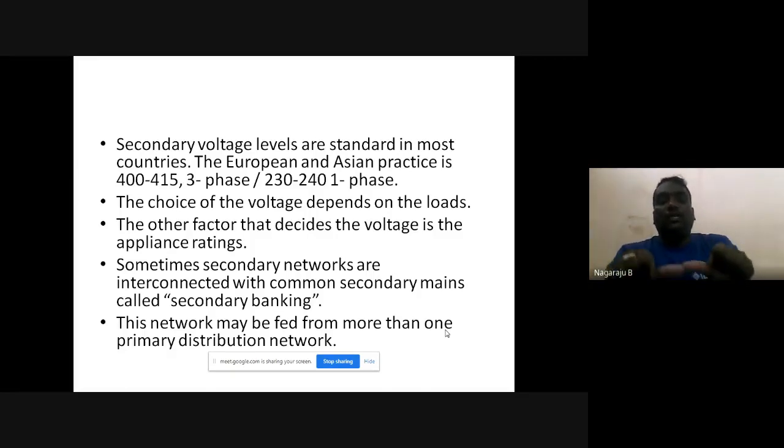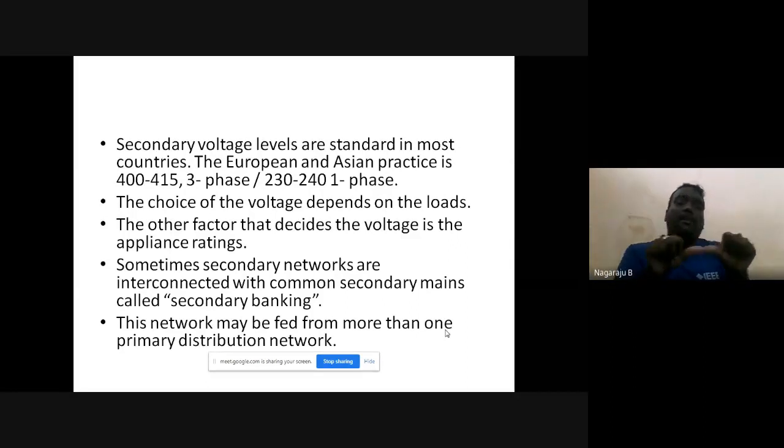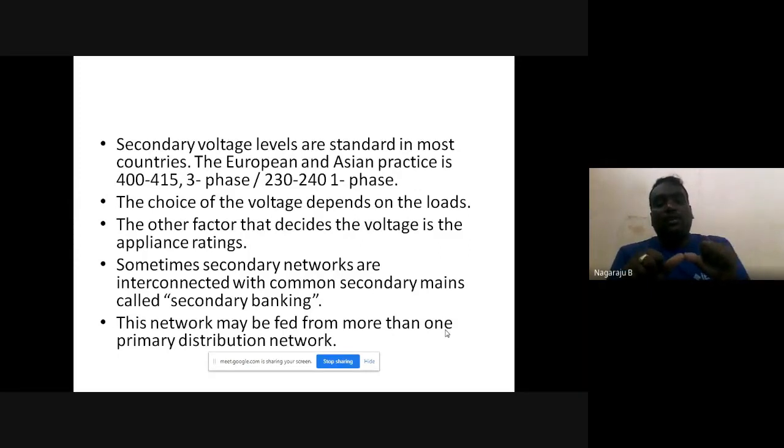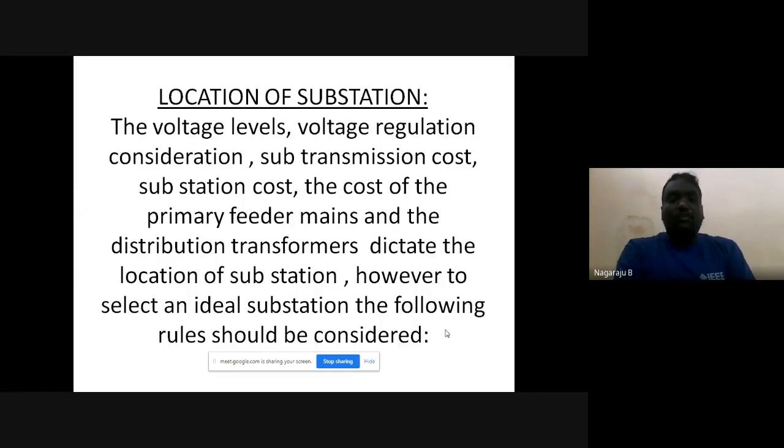Because of the two interconnections, those things automatically act like a bank. When power is not there on one side, power is automatically sent from the other bank. So this is nothing but secondary banking. This is also called secondary banking. This network may be fed from one or more primary distribution networks. Okay, this is the next level.